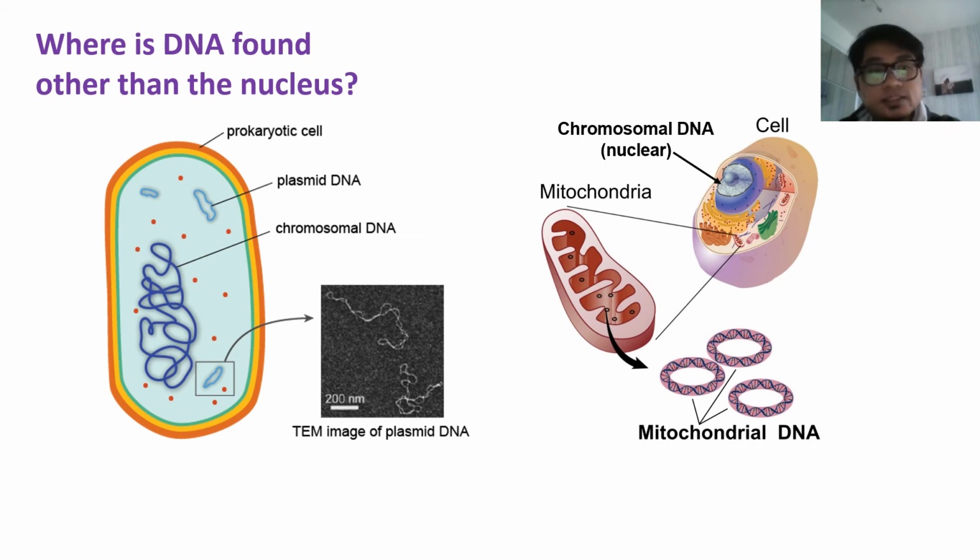All right, guys. There's another location where DNA can be found. In this slide, I would like to show that DNA can be found in prokaryotes. It can be found in two different types, which are the plasmid DNA and the chromosomal DNA. That's for prokaryotes. Then in eukaryotes, the DNA can also be found in the mitochondria. In the mitochondria, the DNA is in a circular conformation.